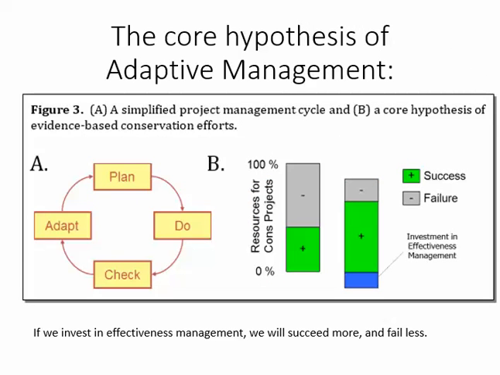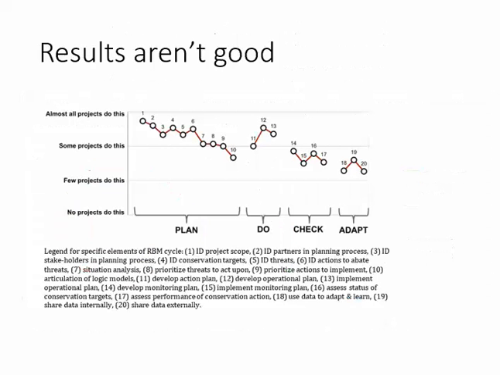So here's the core hypothesis of adaptive management. On the left is a very simplified version of adaptive management: plan, do, check, and adapt. The idea is that you're checking on what you're doing and you're learning from that. That's what Holling's adaptive management was all about. Over on B, the argument is that if you're allocating resources as you are on the left, you're going to have a relatively high failure rate, the gray part of the bar. Whereas if over on the right you invest in the blue part of the bar, investment in effectiveness management, then you can reduce failure rates and do better. At least that's the hypothesis. These are figures from Matt Muir's paper, by the way.